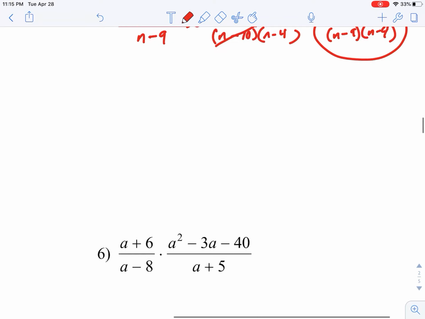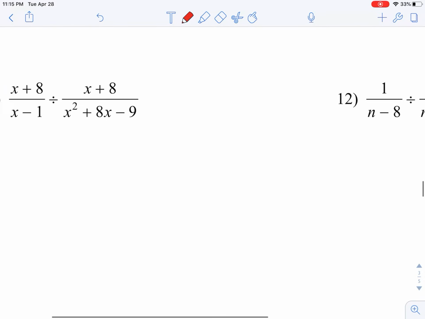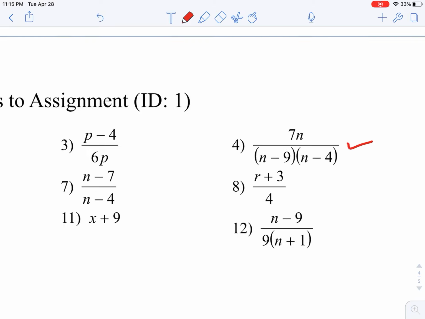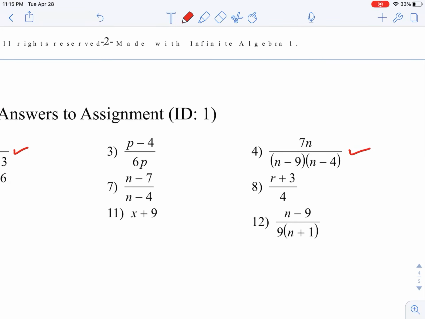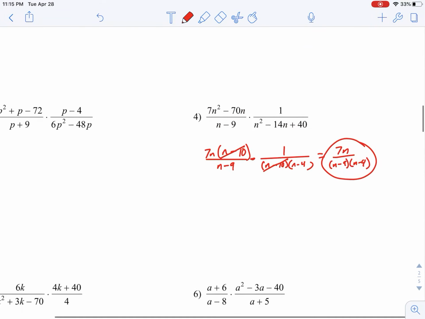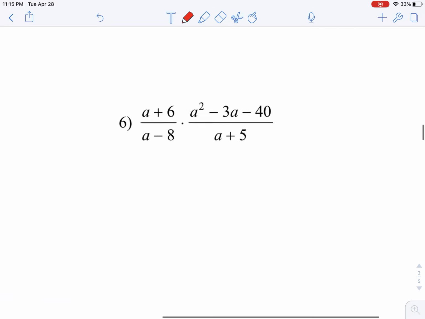Let me jump down to number 4 and see where to go. And yep, there it is. Now, you could FOIL this all together if you feel like you're just not doing enough homework and you really want to have some fun in your spare time. Go ahead and FOIL those together. Otherwise, that's your answer.